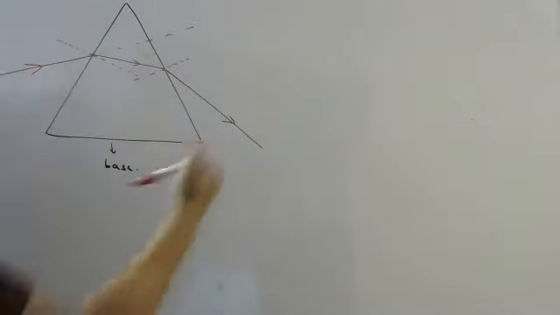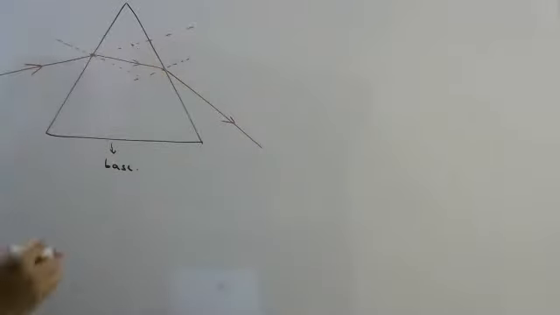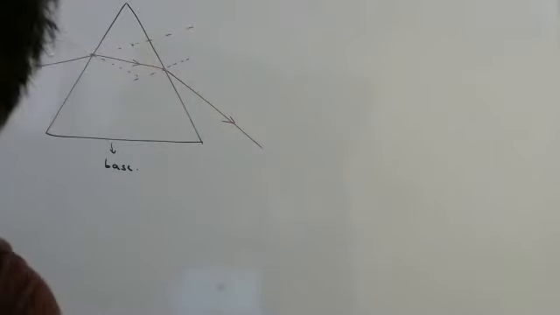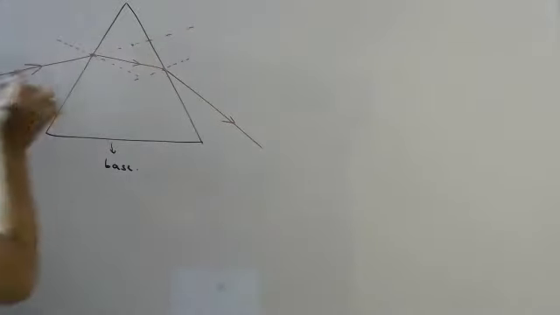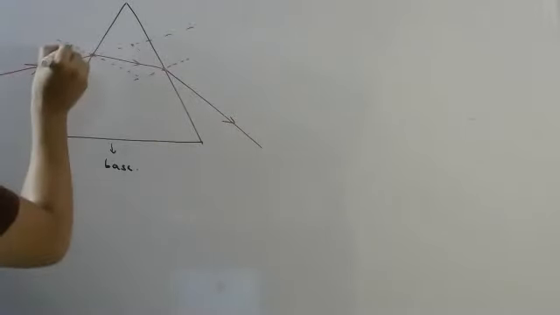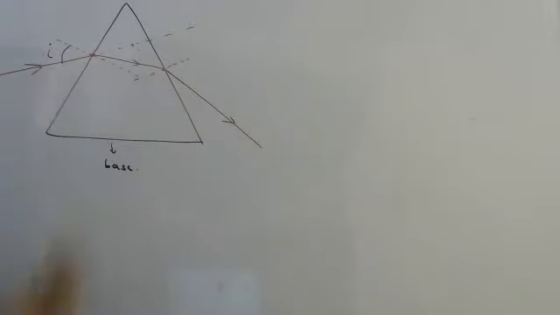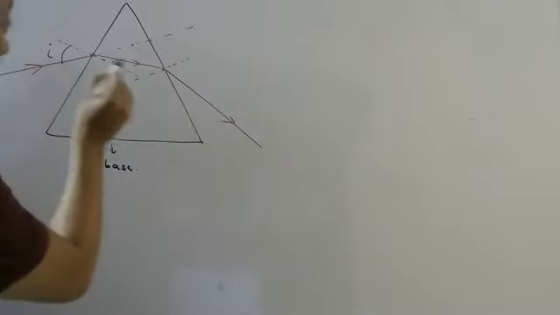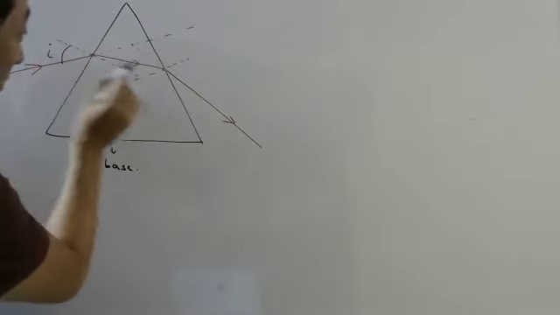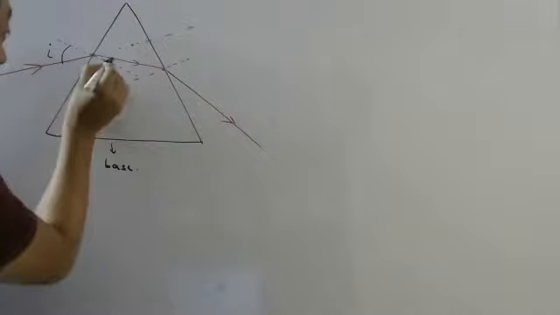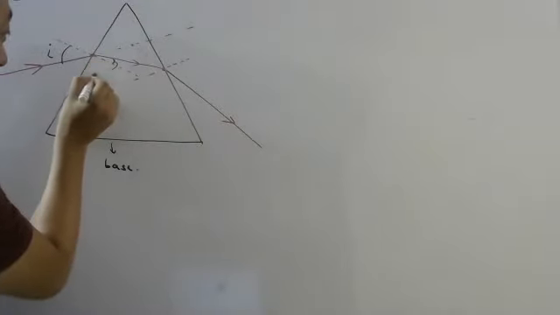Okay, so wherever they meet, mark that point. And let us now mention important angles. This is incident ray, this is normal. So this is angle of incidence. This is refracted ray for this surface. This is refracted ray, this is normal. So this is angle of refraction.